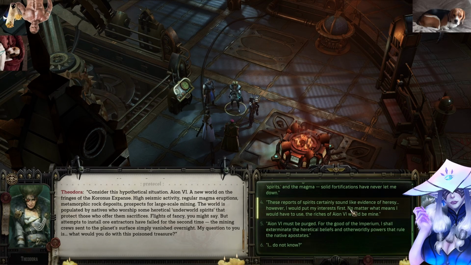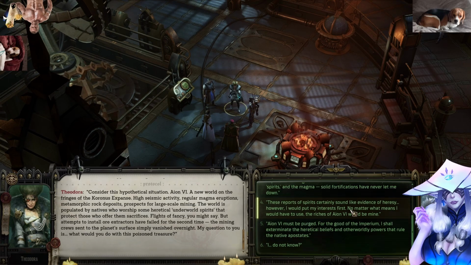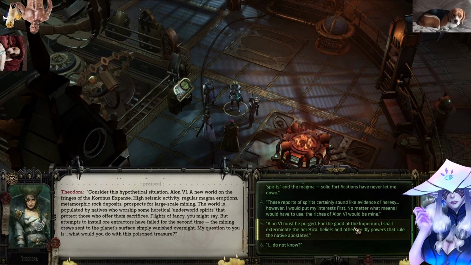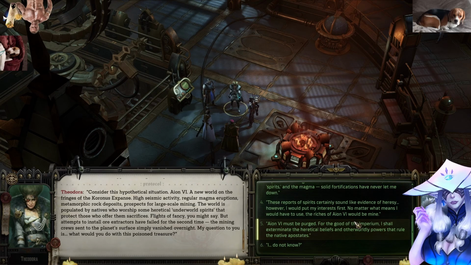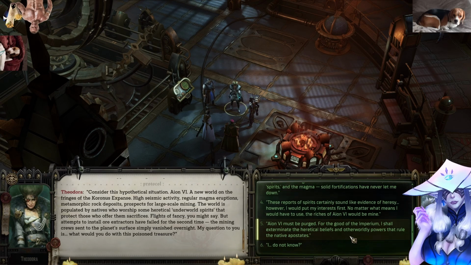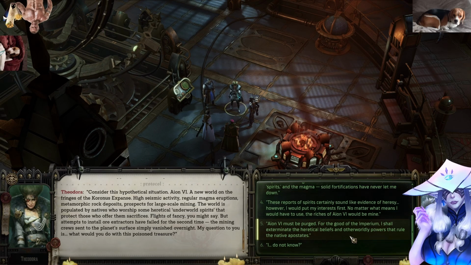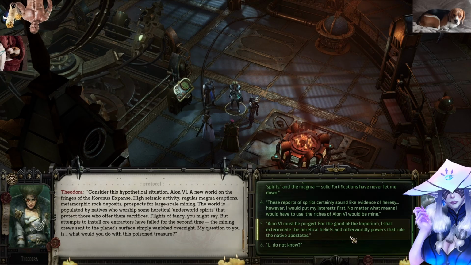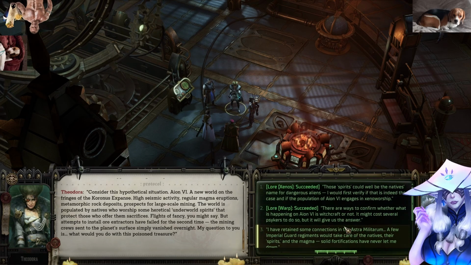These reports of spirits certainly sound like evidence of heresy. However, I will put my interests first, no matter what means I would have to use. The riches of Aeon 6 would be mine. Aeon 6 must be purged. For the good of the Imperium, I shall exterminate the heretical beliefs, otherworldly powers that rule the native apostates.